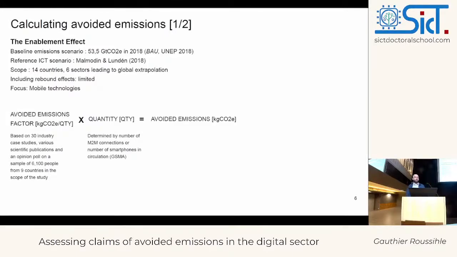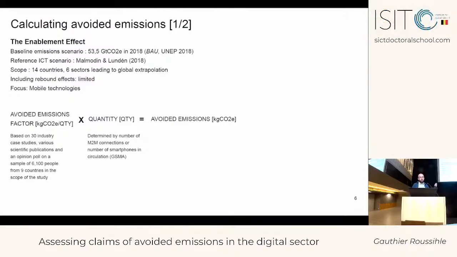So basically, how do they calculate avoided emissions? They will find a factor that is informed by industry case studies, and some scientific publications if they exist. And the originality of this report is that they actually did a global survey of 6,000 people all over the world, from the sample of countries that they've been looking at. So the scope is 14 countries, but they did the poll with people coming from 9 out of the 14 countries in the study. So based on industry case studies, a bit of scientific publication, and this poll, they've been doing the calculation.